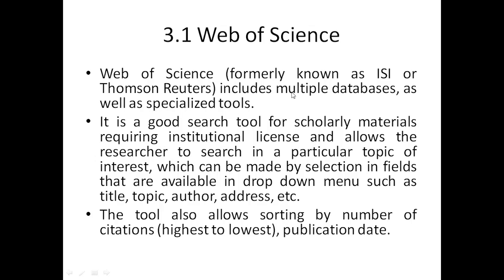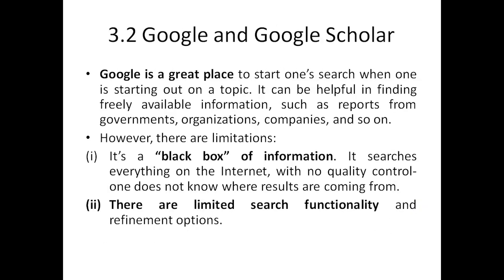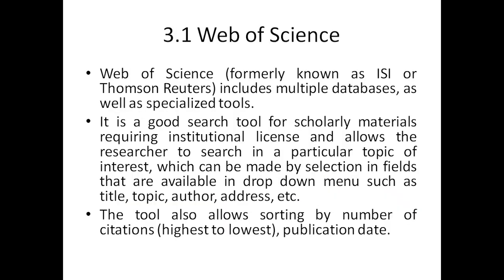So, many databases are there. In your syllabus it is Web of Science and Google Scholar. So let's start with Web of Science. Web of Science was formerly known as ISI, or Thomson Reuters. It includes multiple databases as well as specialized tools. It is a good search tool for scholarly materials, requiring institutional licenses, and allows researchers to search a particular topic of interest, by selecting fields in the drop down menu, such as title, topic, author, or address.